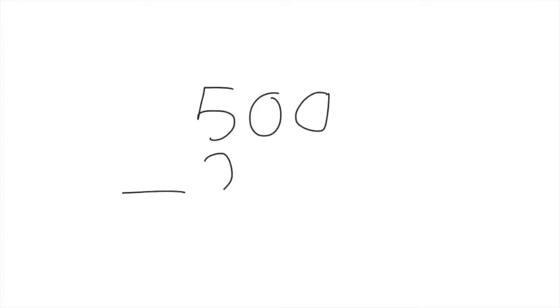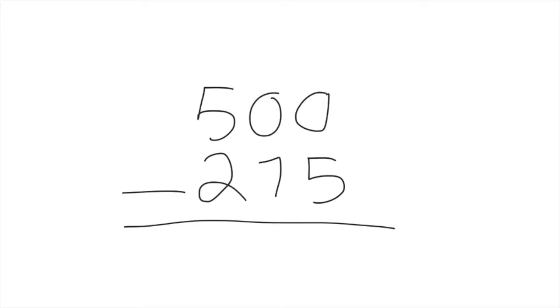Okay, so we have the number 500 minus 275. All right, so when we have 2 zeros here and there's nothing there, it's really hard to take away 5 in the ones place when there's nothing there in the ones place. So we have to regroup.